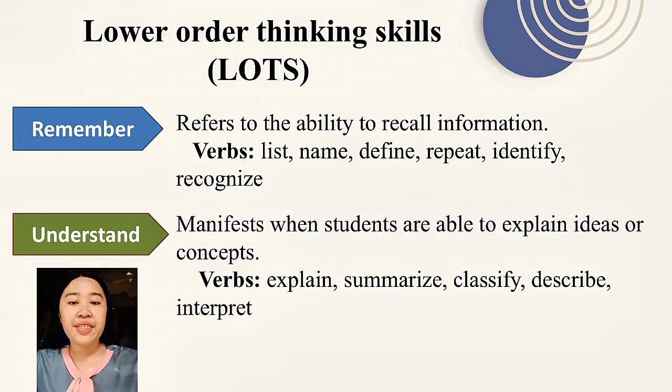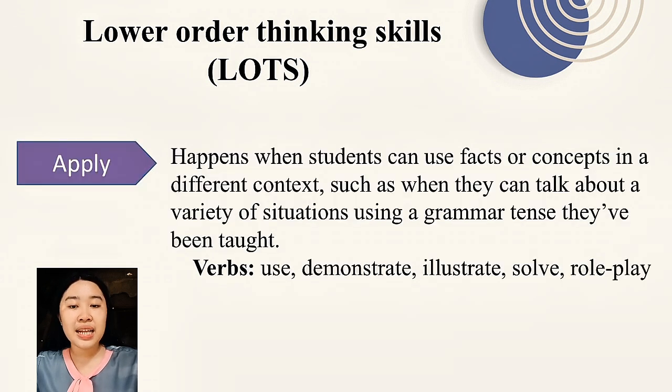The lower order thinking skills, or LOTS, under the cognitive domain include remember, understand, and apply. In remember, students can memorize, recall, and define texts that they have learned. In understand, students can summarize, explain, and answer questions based on the text they've read. And in apply, students can use what they have learned in talking about something.